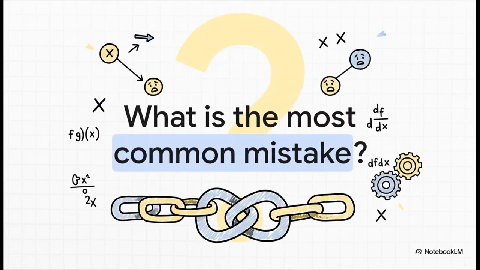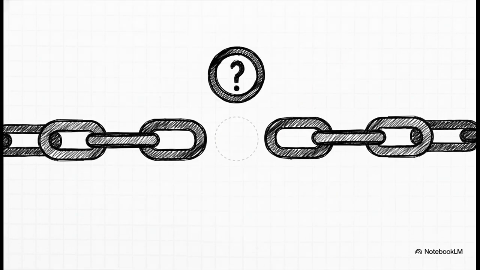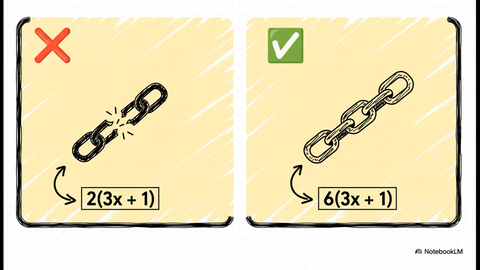Okay, so there's one super common mistake people make. It's really easy to fall for it. What is it? It's forgetting to multiply by the derivative of the inside function. If you forget that last multiplication step, you get the wrong answer. It makes all the difference.